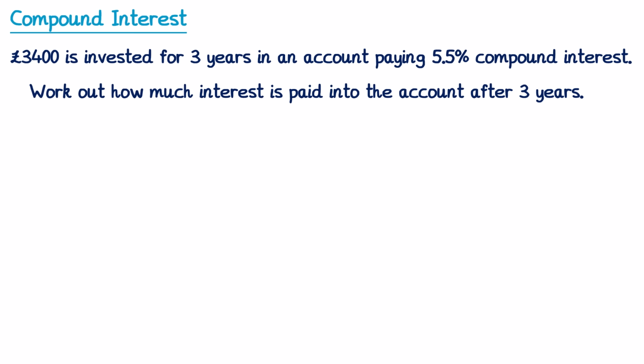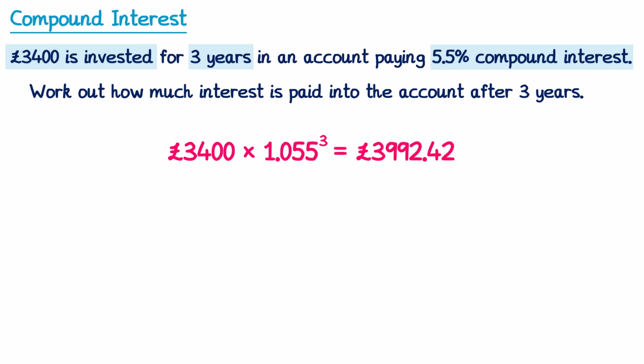So we can start in the same way as we did before. £3,400 is invested, so we'll start with that amount. It's 5.5% compound interest, so we'll use the compound interest calculation, which is multiplying by 1.055, and it's for 3 years, so we do this to the power 3. This will give us this number here. Now that number represents how much money will be in the account or the value of the investment after 3 years.